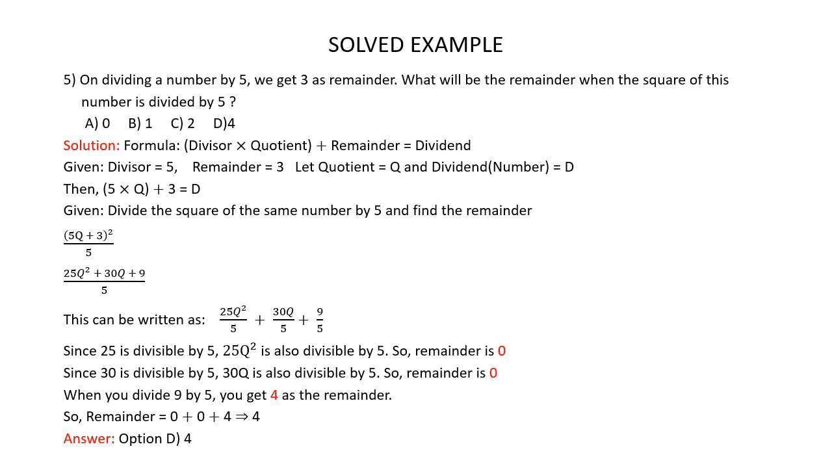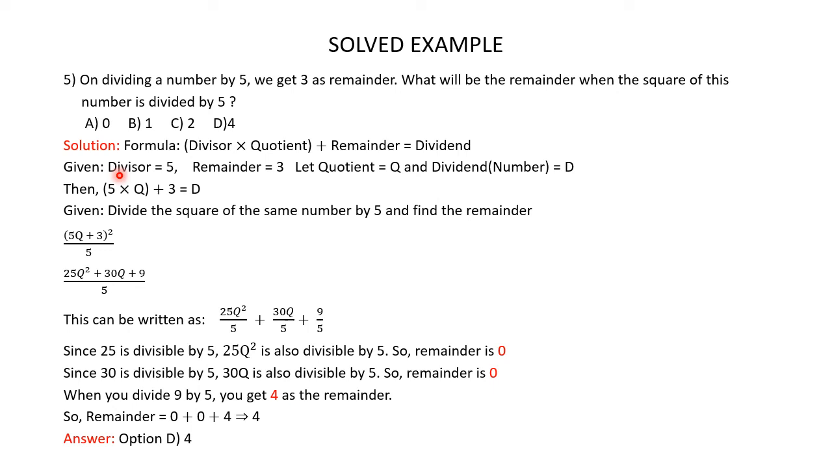We are given 4 answer options. We have to find out which of these options is the correct answer. Use the formula divisor multiplied by quotient plus remainder is equal to dividend.